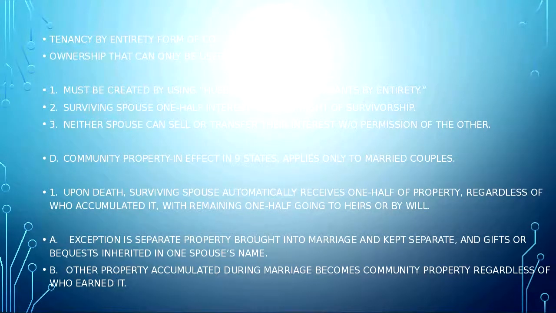The exception involves separate property. What is separate property? Separate property is not community property. It is brought into the marriage and kept separate. So let's take, for example, a family farm. A husband and wife are living together, everything is fine, and the wife's parents pass away and leave the farm to her alone in her name. And she keeps the property separate in her own name.